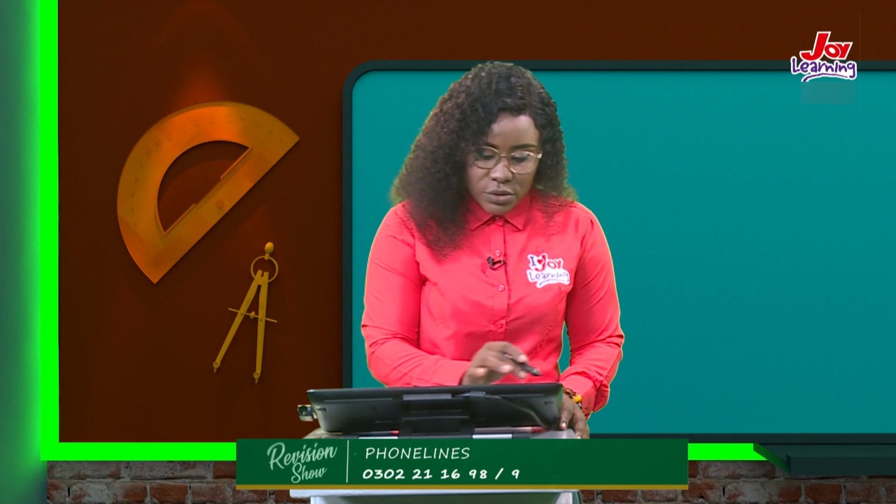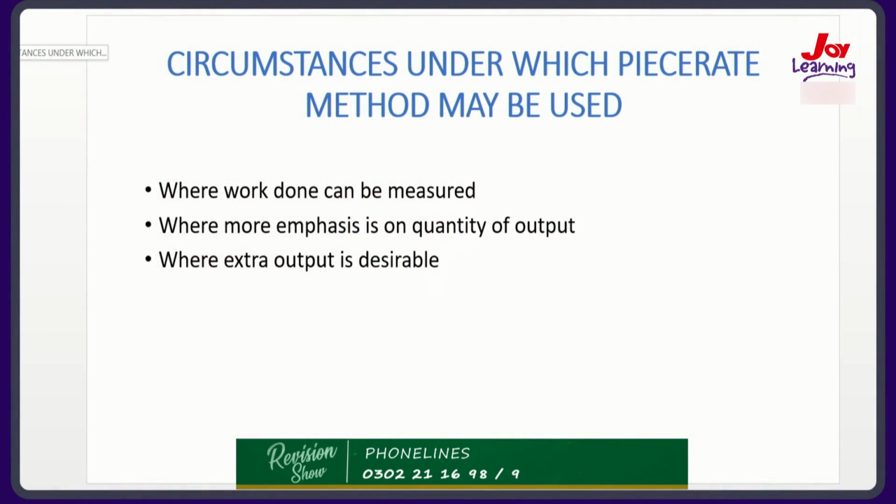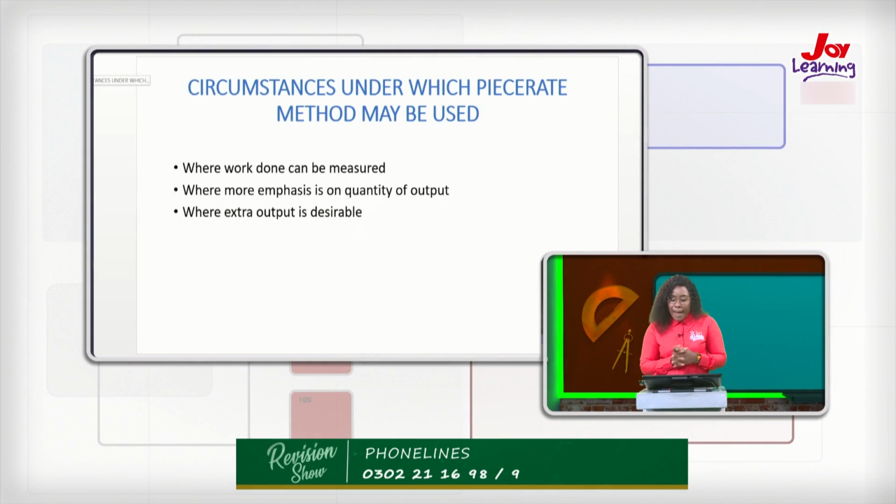So we go back to circumstances under which the piece rate method may be used: where work done can be measured. If you cannot measure the output an employee has produced, it means we cannot use the piece rate method of remuneration. As I mentioned earlier, the piece rate method is based on results, or the units an employee has produced. So we can only use it if the work done by an employee can be measured. When I look at a carpenter, I can count the number of decks he has produced at the end of the day. So I can use the piece rate method to pay his wage at the end of the day.